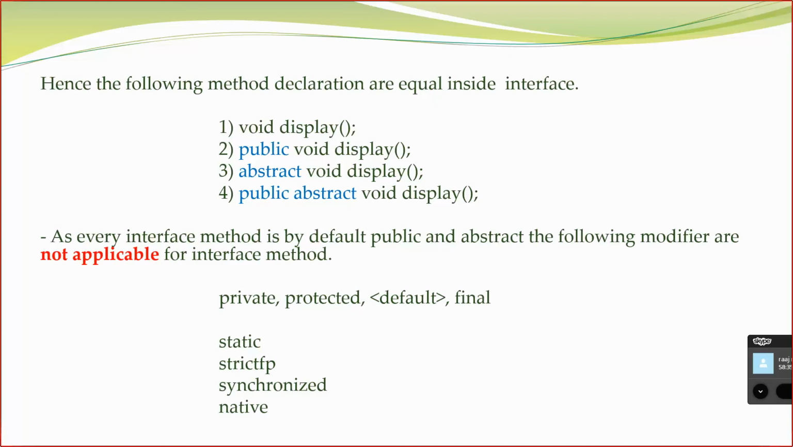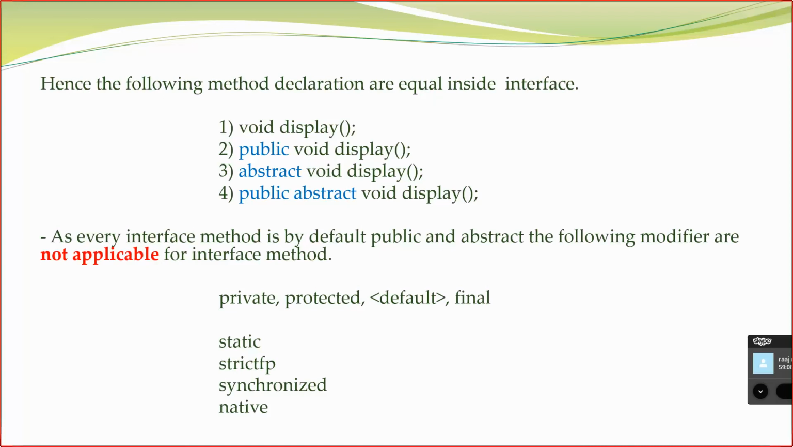Now we have to discuss variables. Remember this point, it's very important. In interfaces, variables are by default public, static, final. Methods are public and abstract, but variables are by default public, static, and final. So what do you mean by public? The variables are accessible anywhere in the application.